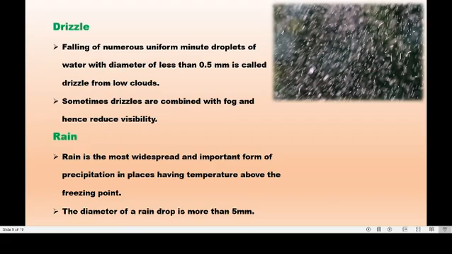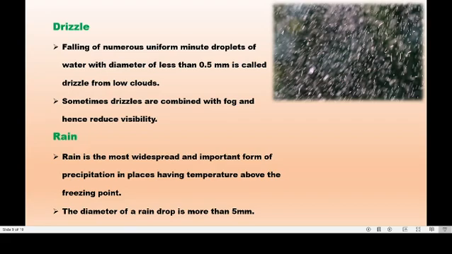It is minute droplets of water which fall at the beginning of the rainfall, less than 0.5 millimeter. Such falling of water is known as drizzle. In Tamil we would say thural. Sometimes drizzle is associated with fog, and it absolutely reduces the visibility, because fog is formed at the lower level, at the ground level. Let us say that fog is a cloud. We can imagine that fog is a cloud that forms at the lower level of the atmosphere, at ground level. So when these droplets of drizzle combine with it, they reduce the visibility, and it causes a lot of traffic problems also.